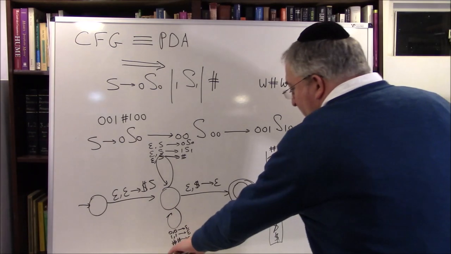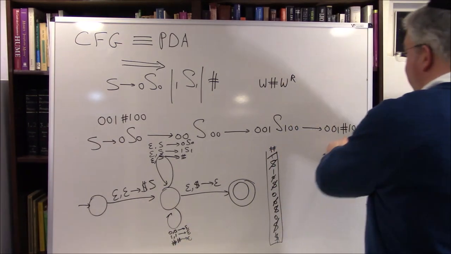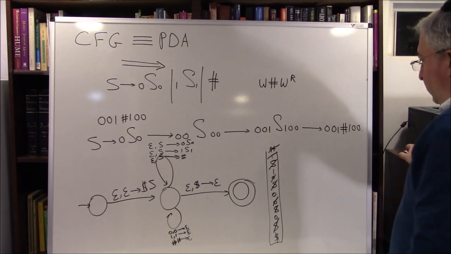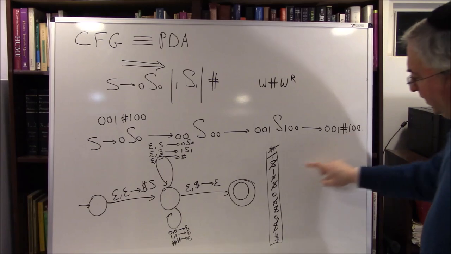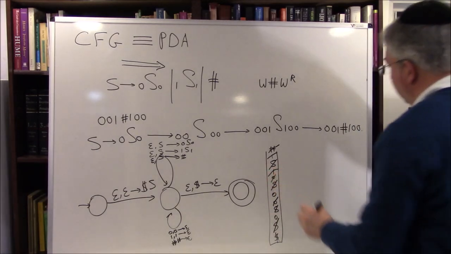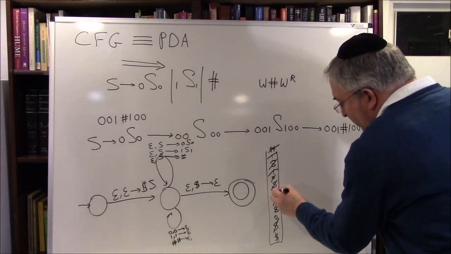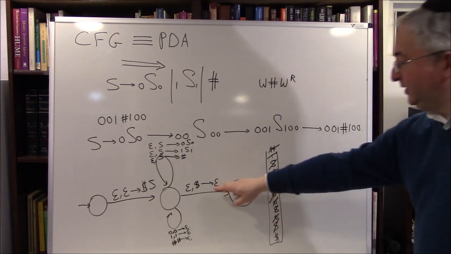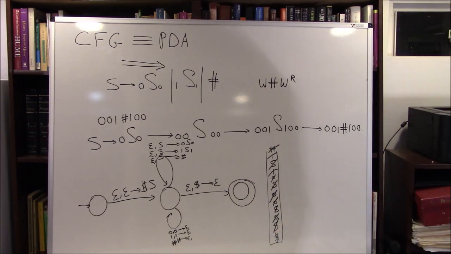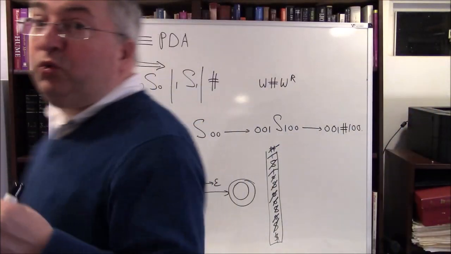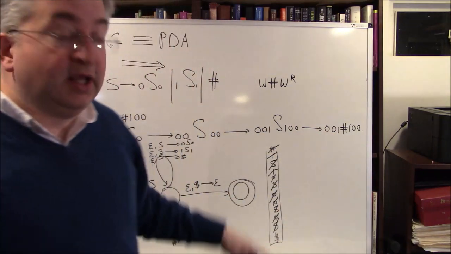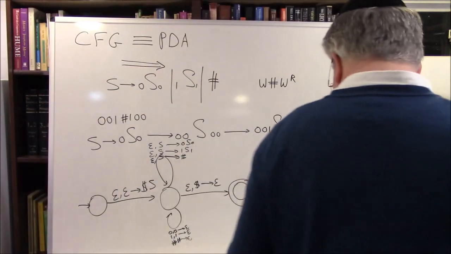Now look what I have. Number sign, number sign. I'm reading a number sign and I have a number sign, so I pop off the number sign. Good. What else? I'm reading a 1, I have a 1 on top of my stack, I pop it. I'm reading a 0, I have a 0 on my stack, I pop it. I'm reading a 0, I have a 0, I pop it. Next thing, I have a dollar sign. Done. It's extremely non-deterministic. I knew which word I wanted to recognize by my machine, and so I did that. So that's very nice.